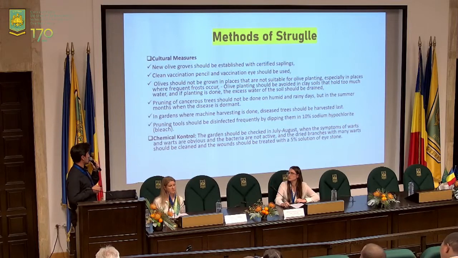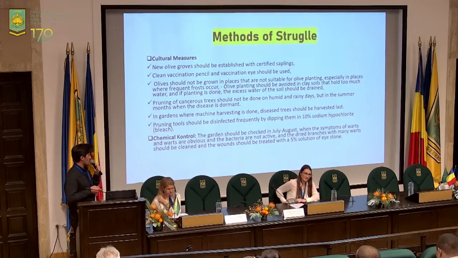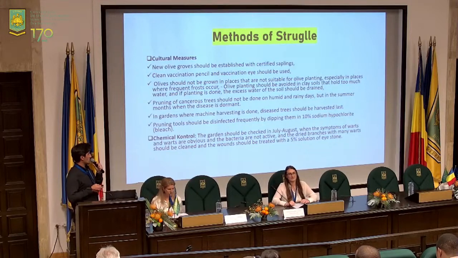Methods, cultural measures. Pruning tools should be disinfected frequently by dipping them in 10% sodium hypochlorite. Chemical control. The garden should be checked, usually in August, when the symptoms of warts appear and the bacteria are not active. The dried branches with many warts should be cleaned, and the cut places should be treated with a 5% solution of blue stone.